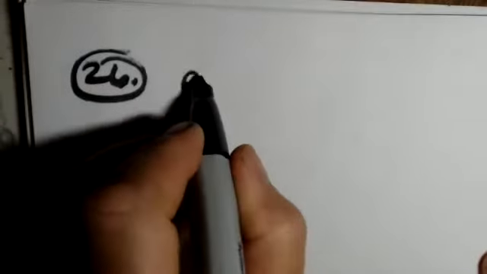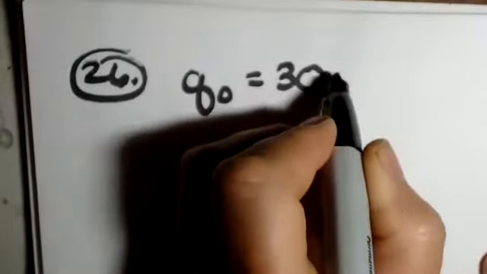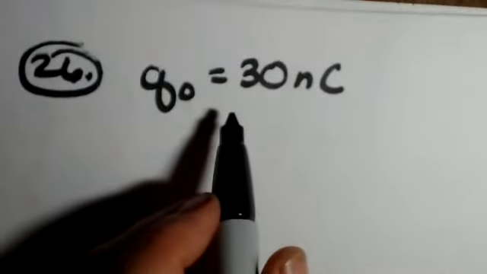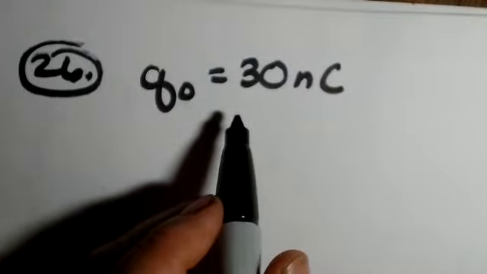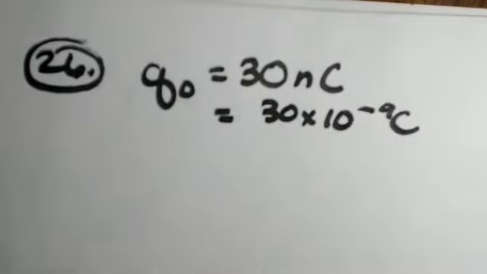Okay. 26 says a 30 nanocoulomb charge experiences 0.035 newtons of electric force. What is the magnitude of the electric field at the position of this charge? Okay. So I know this is where I had to talk about my test charge and my source charge. So it's 30 nanocoulombs. So that's my test charge. That's the thing that I'm sticking in the electric field to experience the field. So I'm just going to go ahead right away and get rid of nano, make it 10 to the minus 9.